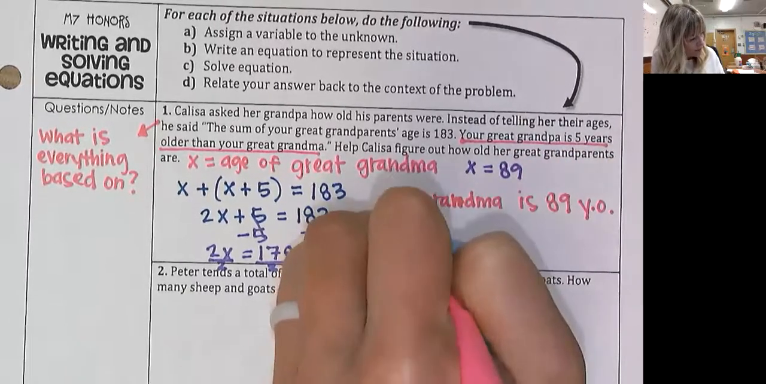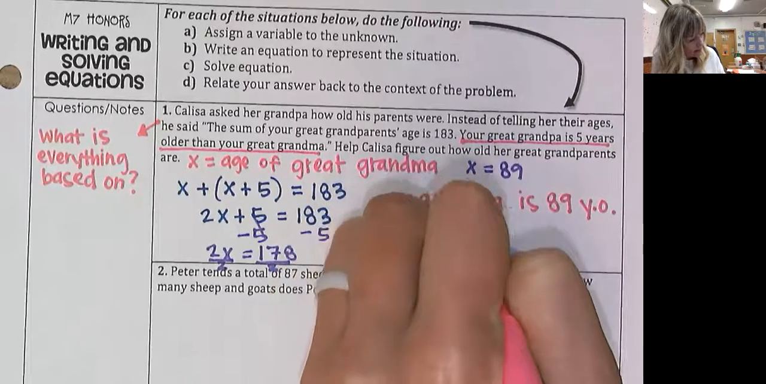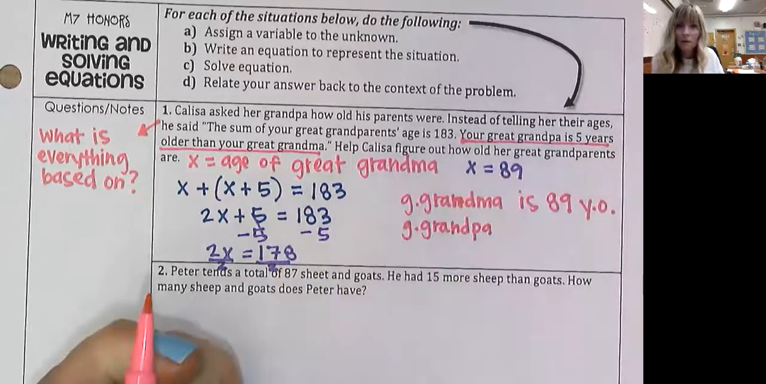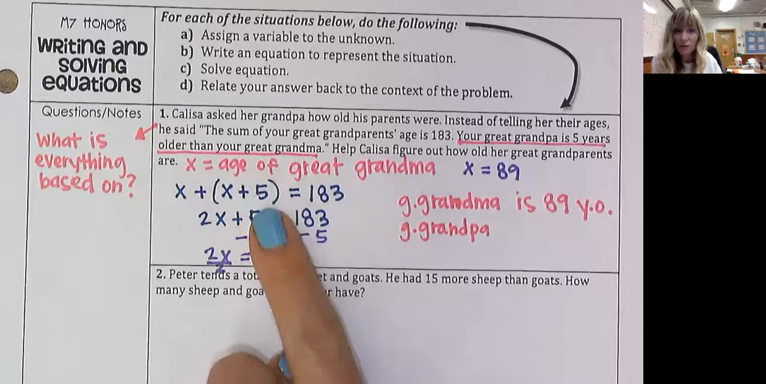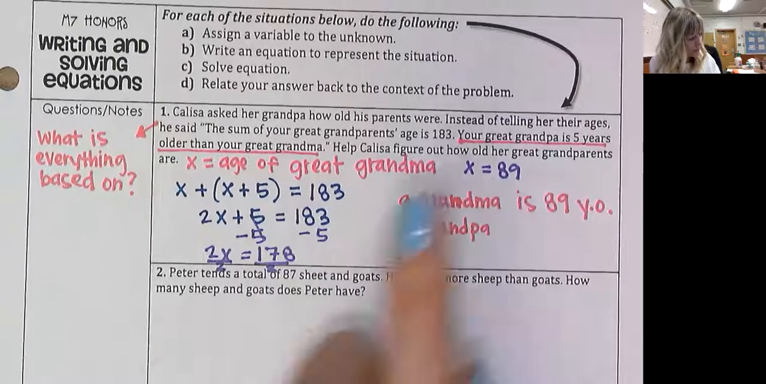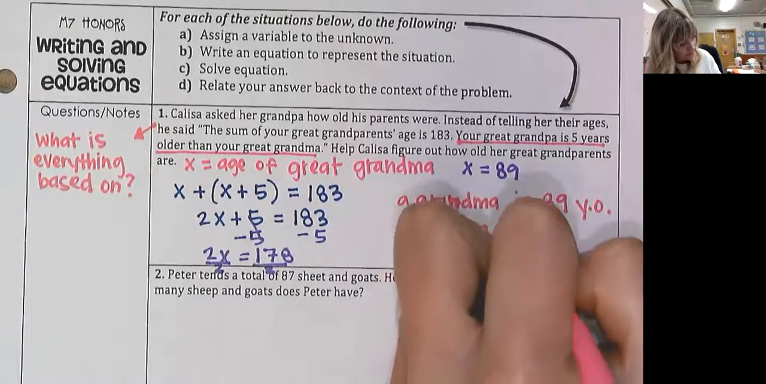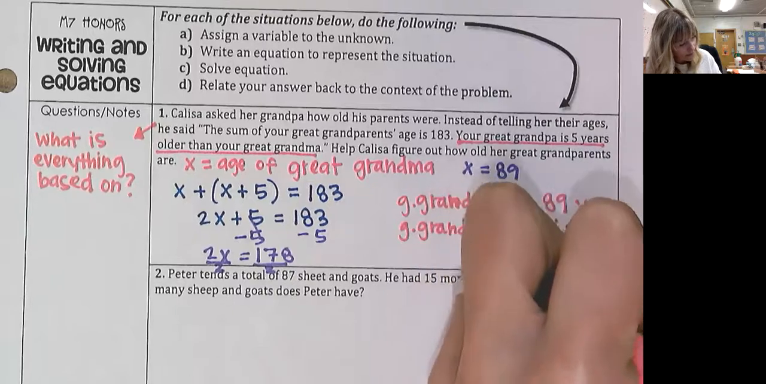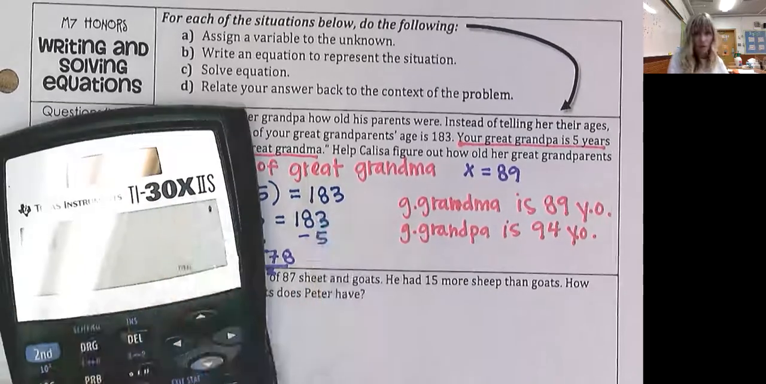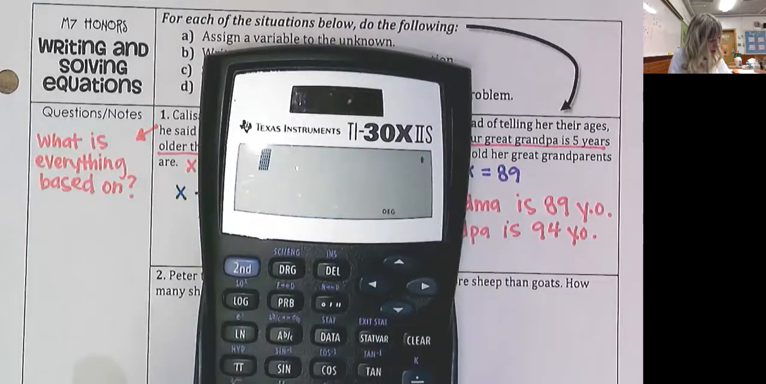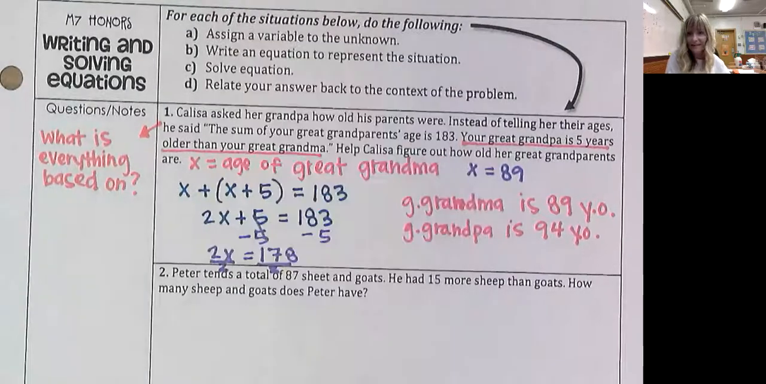And what about great-grandpa? How do we figure out great-grandpa? Oh, wait, he was x plus 5, right? 5 years older than grandma. So 89 plus 5, 94 years old. Now, there's one more thing we can do to double check and make sure this makes sense. The sum of their ages was supposed to be 183. So let's check it out. 89 plus 94 is 183.